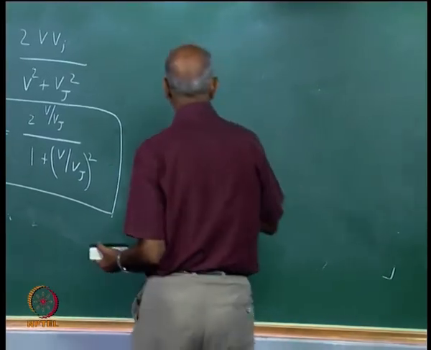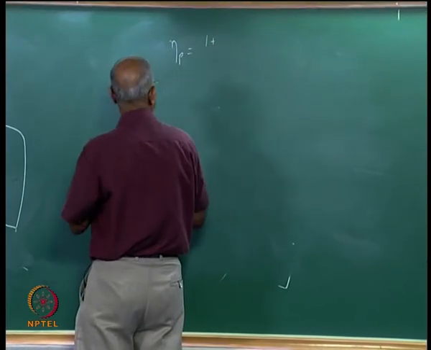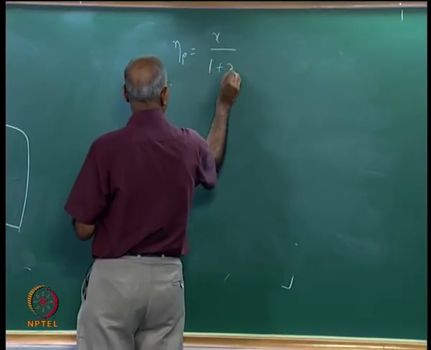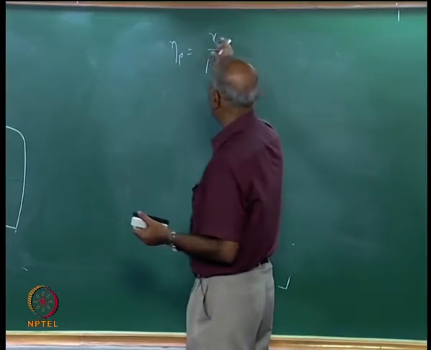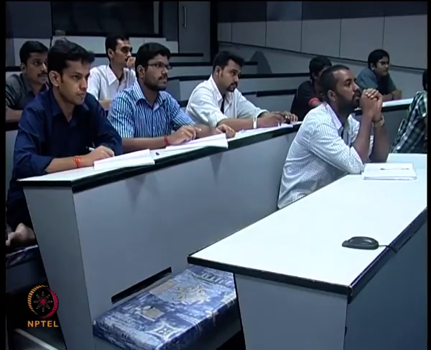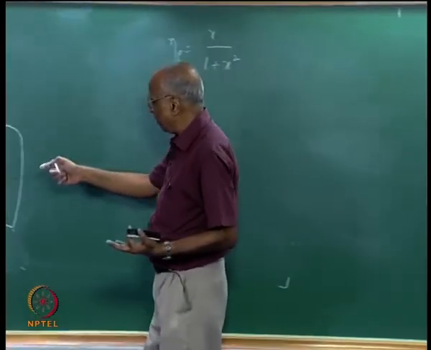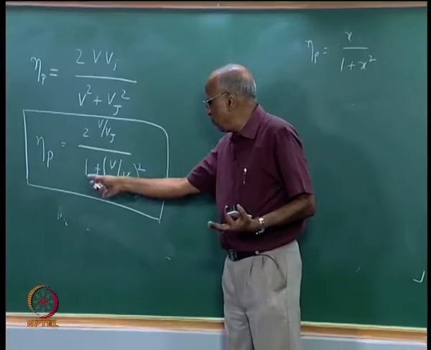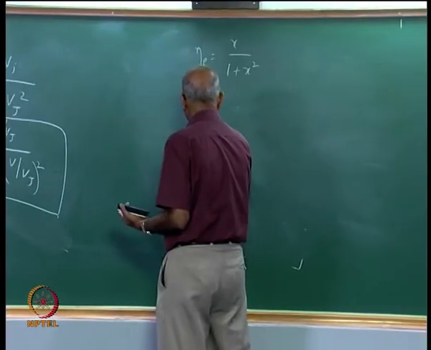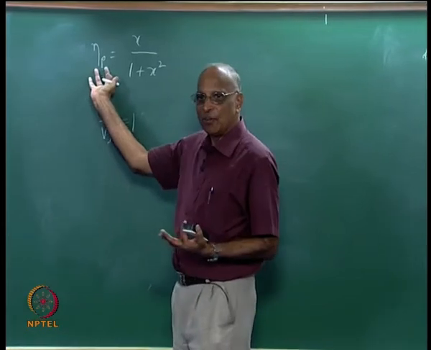All we are saying is eta p is equal to 2x divided by 1 plus x square. What should be the value of x for which eta p is a maximum? Efficiency cannot be greater than 1, it has to be 1, and we find that the moment V by Vj is 1, it becomes 2 by 1 plus 1, which is 1. Therefore, by inspection itself I can say that when V by Vj is equal to 1, the propulsive efficiency will be a maximum of 1.